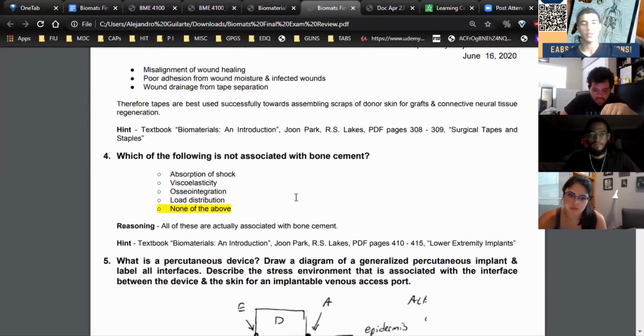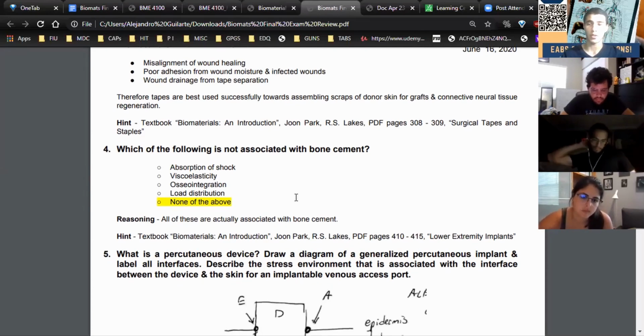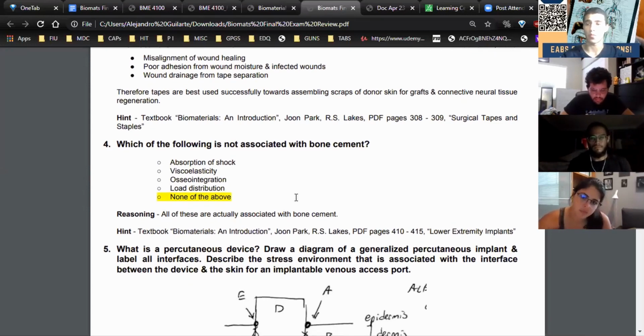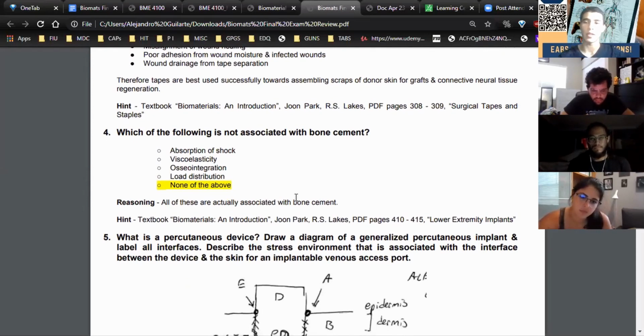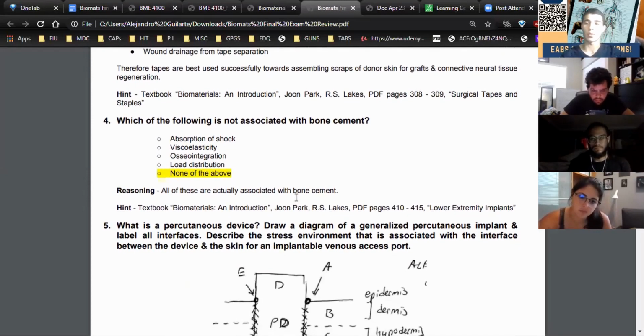So this one was a multiple choice question. Which one's not associated with bone cement? And actually all of these are. Bone cement, also known as hydroxyapatite, absorbs shock, so it has good compressive load, is viscoelastic because bone itself in the dry state is viscoelastic. It osseointegrates, so it also relates to viscoelasticity. Osseointegration is a surgical technique used when they implant a titanium rod in the lower limb and they distribute the load so that you can use a prosthetic with the bone, and it has good load distribution.